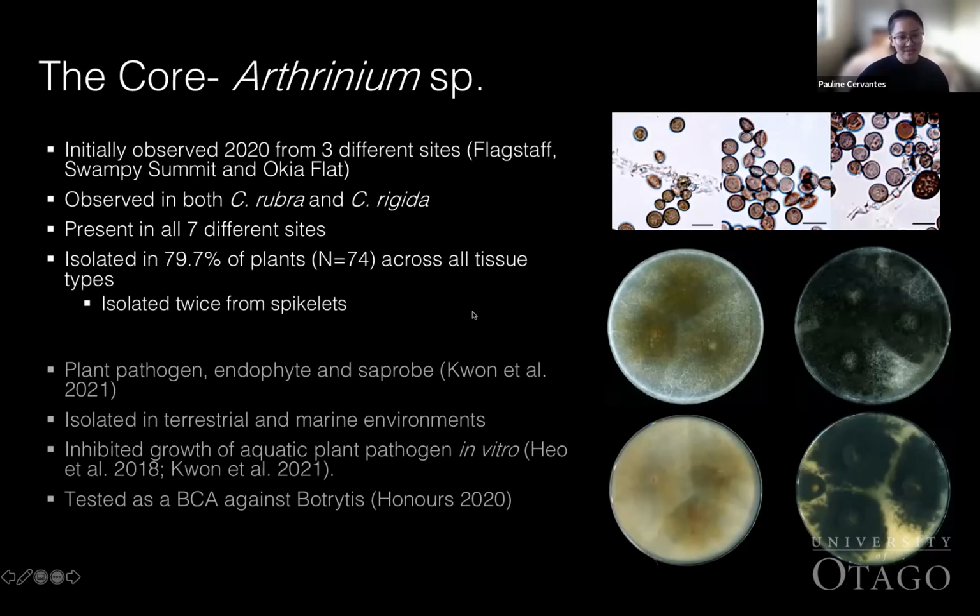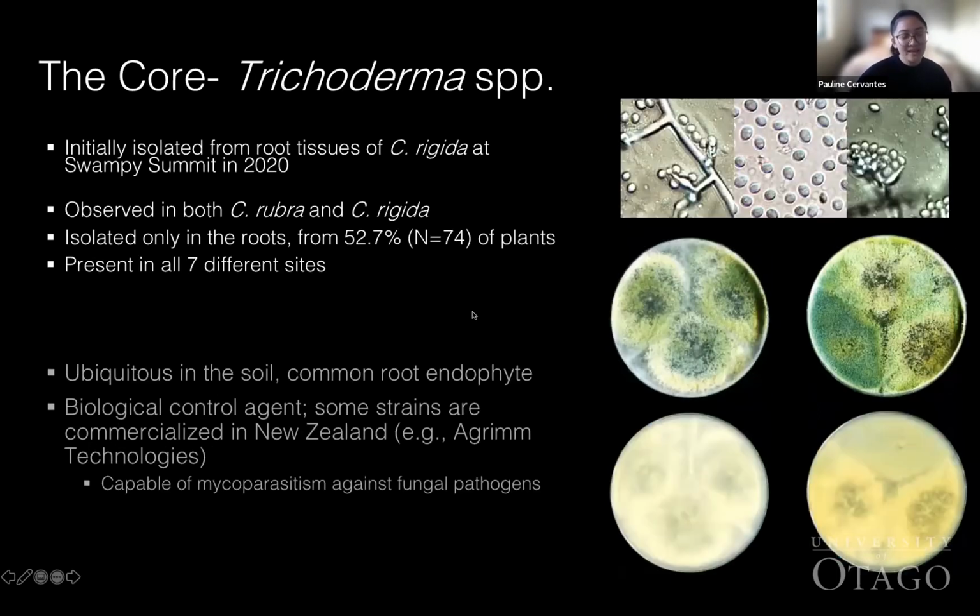showed some success. And the next morphotype is Trichoderma, and I initially isolated this from the root tissues of Chionochloa rigida in Swampy Summit back in 2020. And more recently, I observed this again in both Chionochloa rubra and Chionochloa rigida. They're both present in the roots from 52.7% of plants that I looked at. So they were also present in all 7 different sites.